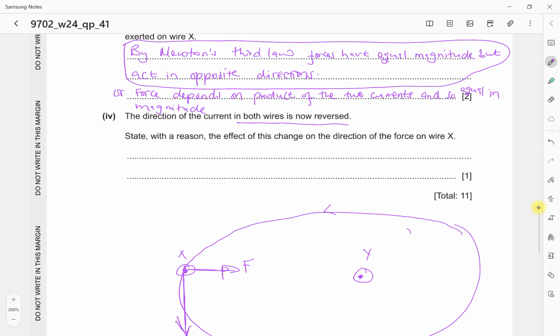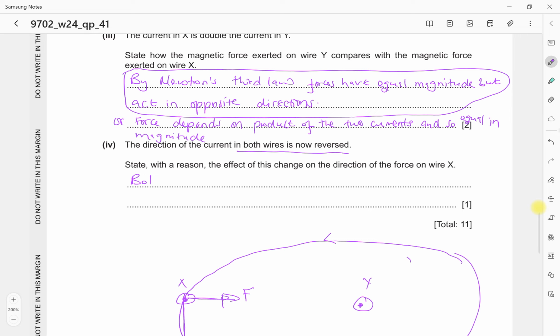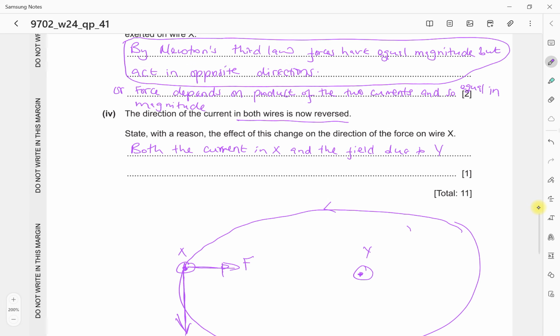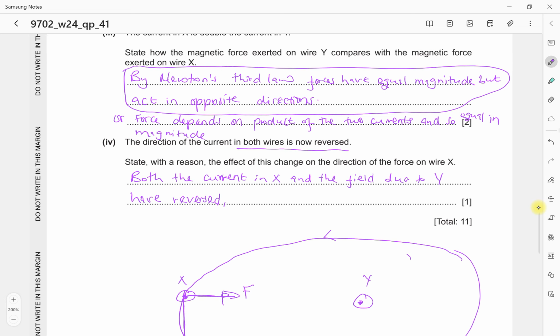So I would simply say both the current in X and the field due to Y, because you see the field due to Y is now the other way around, and the current has also changed direction. So both the current in X and the field due to Y have reversed. So there is no change in the direction of the force.